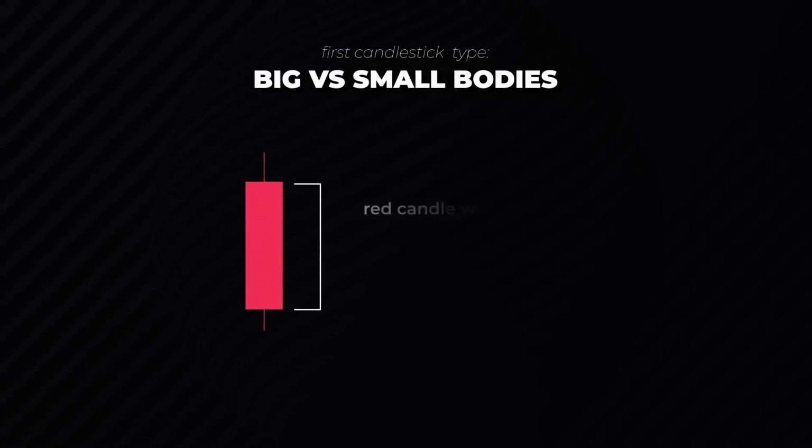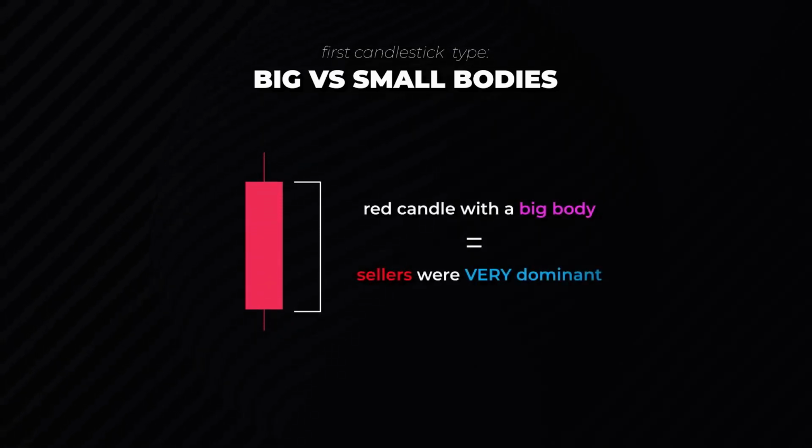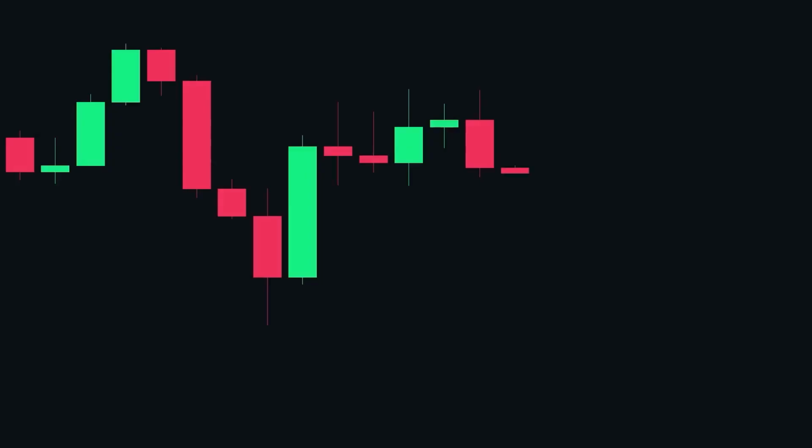Similarly, a red candle with a big body shows that sellers were much more dominant. The price opened at a higher level, but since sellers were stronger, they managed to push it down significantly with little resistance, moving the price sharply downwards before the candle closes.